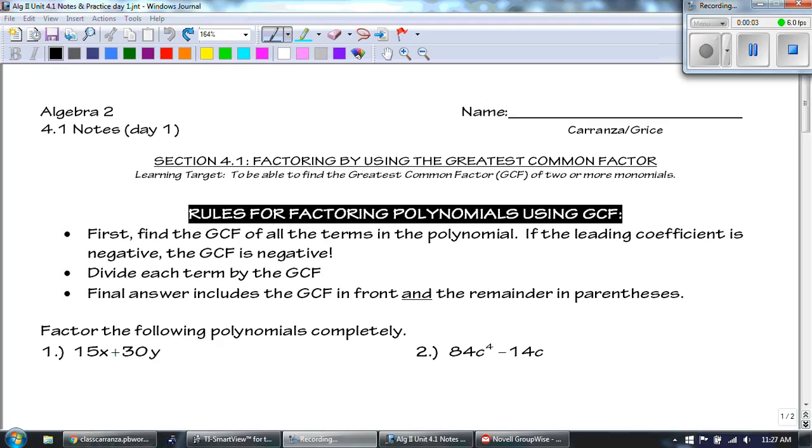Hey guys, this is Mr. Grice for Algebra 2 Unit 4.1 Notes, Day 1. Today we're going to be talking about factoring by using the greatest common factor.